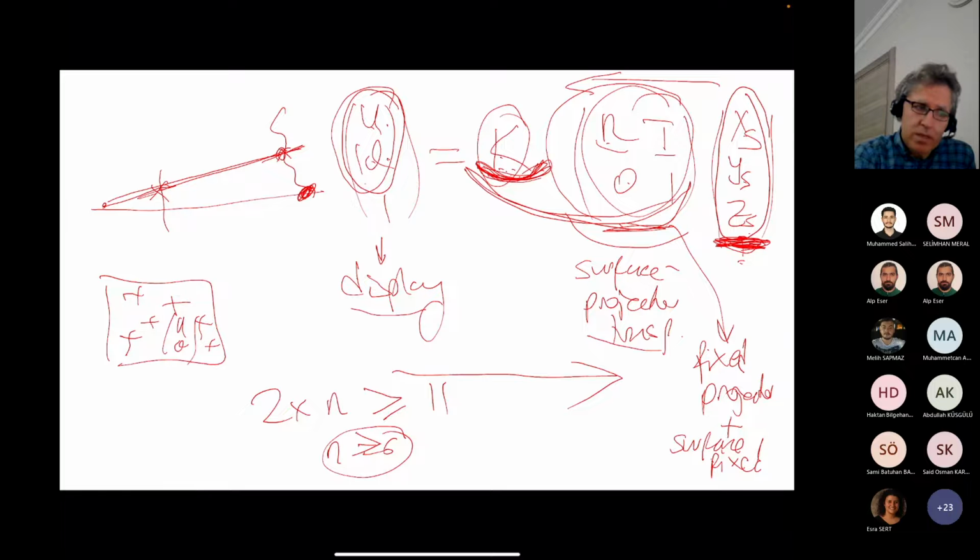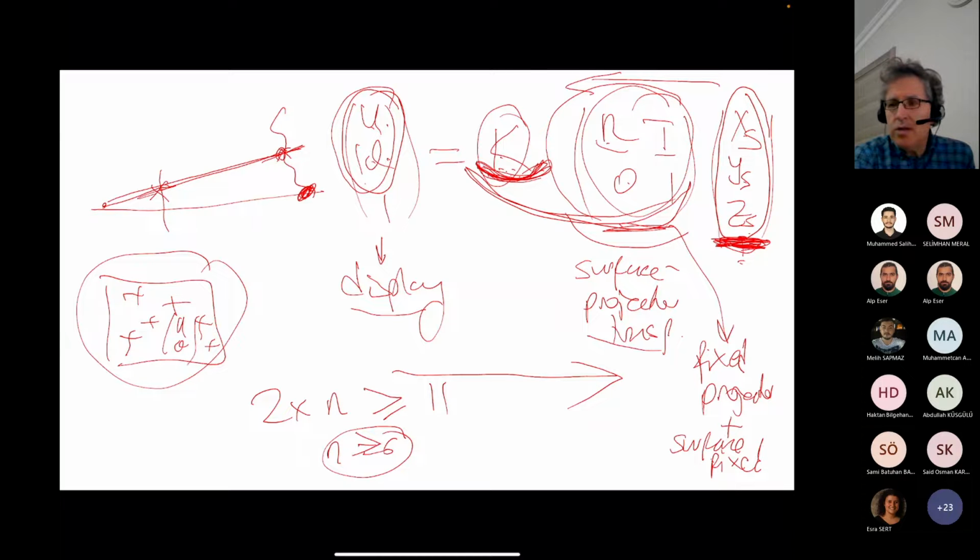So this is one possibility. The difficulty of this calibration procedure is that this part is easy: just put a crosshair anywhere in your image. But this measurement part may not be that easy. How do I measure this thing? So this is the first thing. How do I measure it?